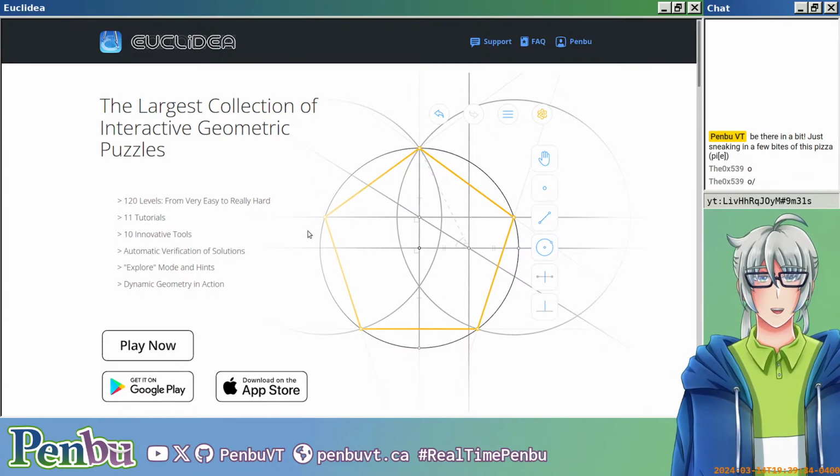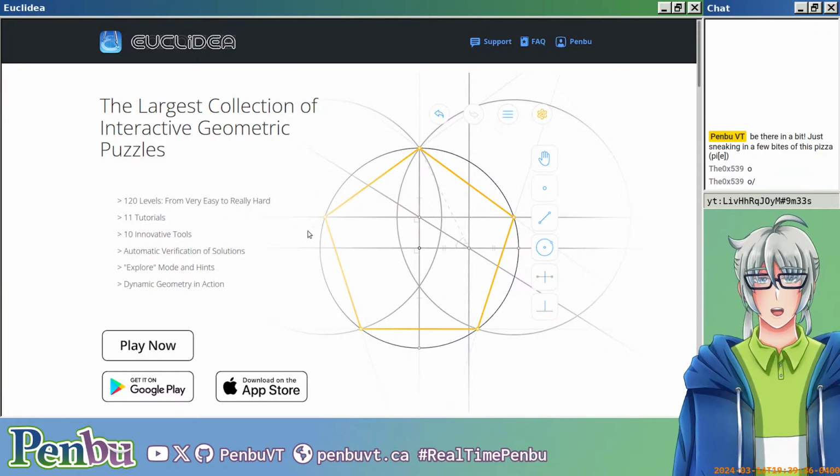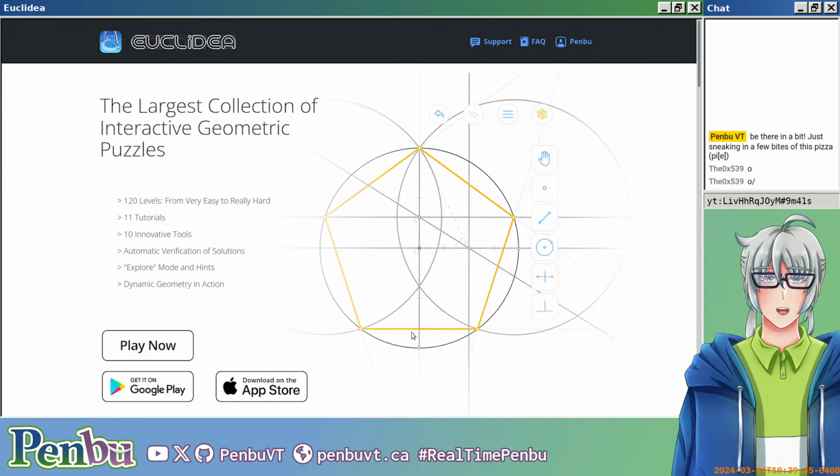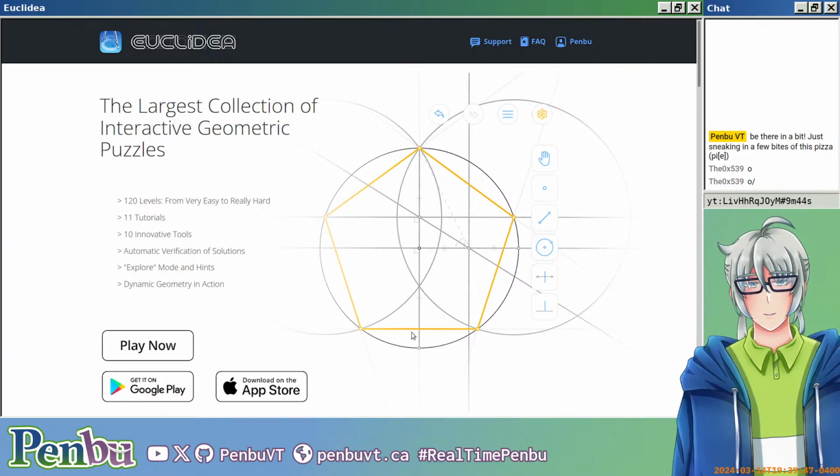But today, our game is Euclidea. It is a game where you try to construct things using a straight edge and a compass. And this construction method is something that's been known since antiquity. All right, well, let's get into it.